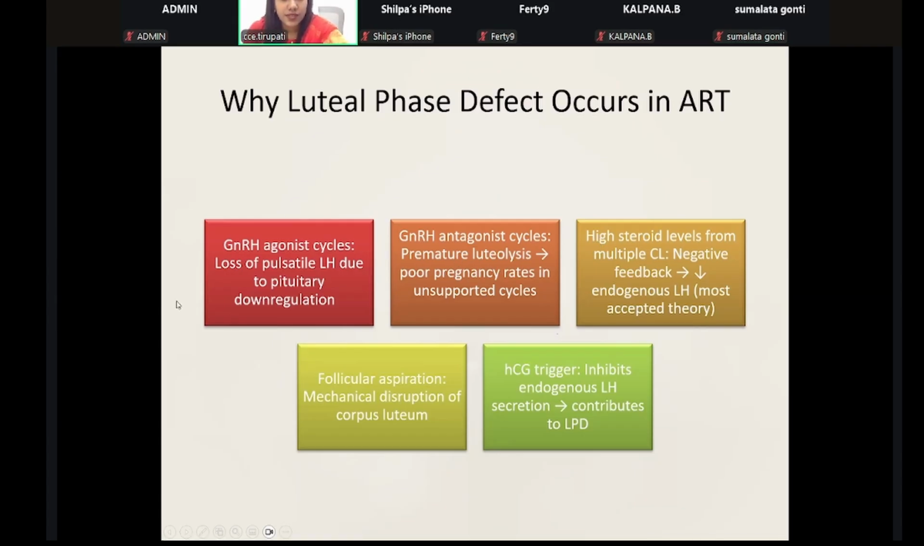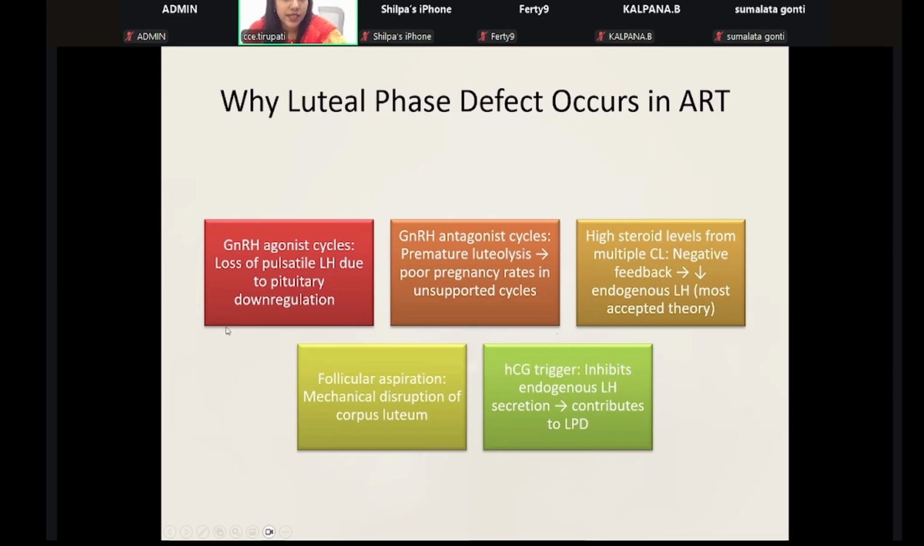And in the agonist cycle, we give the agonist from the previous luteal phase, day 21 of the luteal phase, till day 1 of the cycle, and then we start with gonadotropins. So here we need not give the antagonist. So we do IVF either with agonist or antagonist cycles. Whenever we do agonist cycles, we cannot give an agonist trigger. So we have to mandatorily give the HCG trigger only. But with antagonist cycles, we can give either HCG or agonist, both.